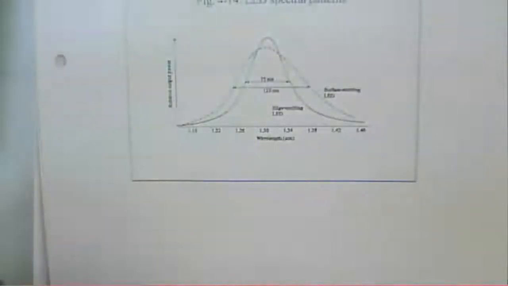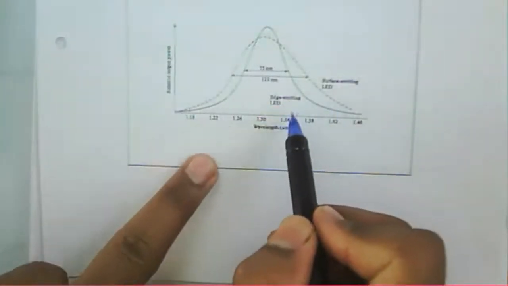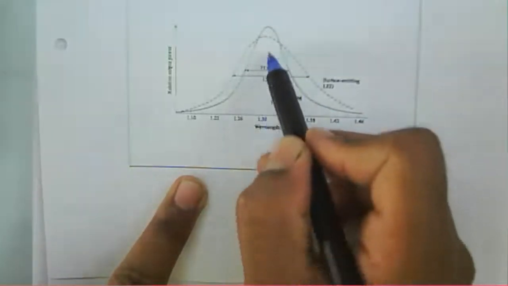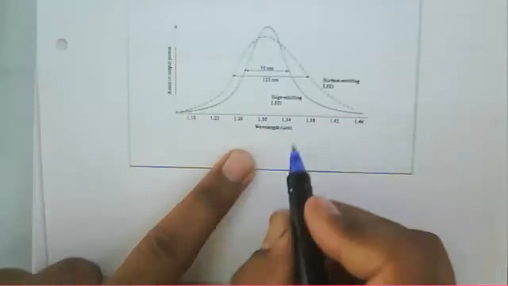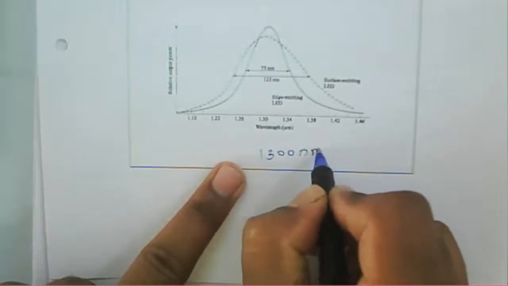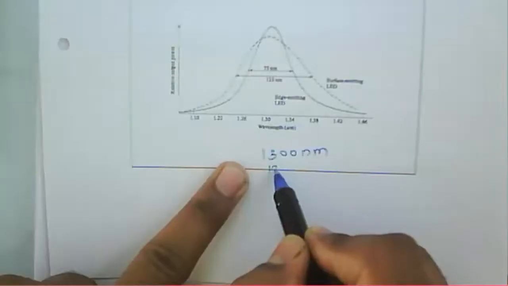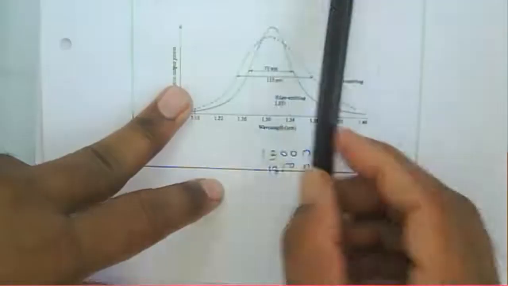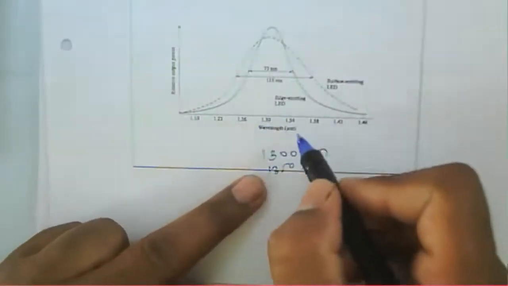Next is the radiation pattern. If you consider the radiation pattern for the surface emitting LED and the edge emitting LED, this one is your wavelength, and here we have the maximum peak at 1.3 micrometer, which means 1300 nanometer. Here we have the peak. Approximately at this particular place, or 1350 nanometer. Likewise, a peak is available here.